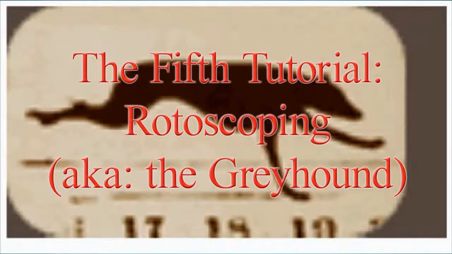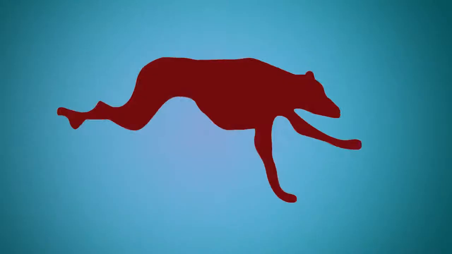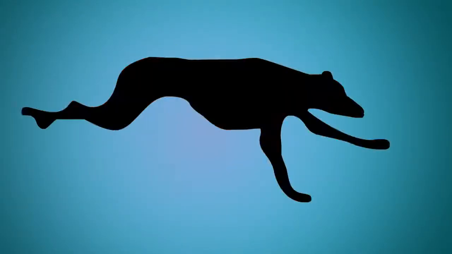Rotoscoping is a method of capturing motion by tracing from the frames of a film or a video. Max Fleischer invented the first rotoscoping machine, and he created the first rotoscoped animation in 1917 in New York City. He created the character Coco the Clown by rotoscoping his brother Dave dancing in a clown suit.